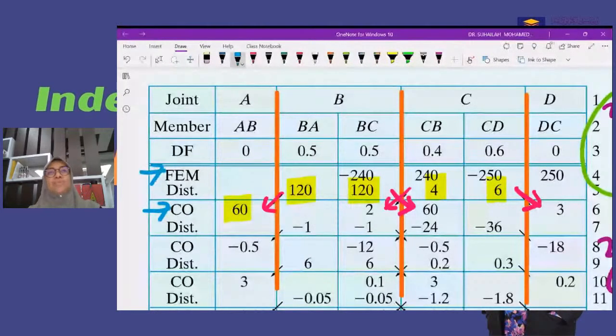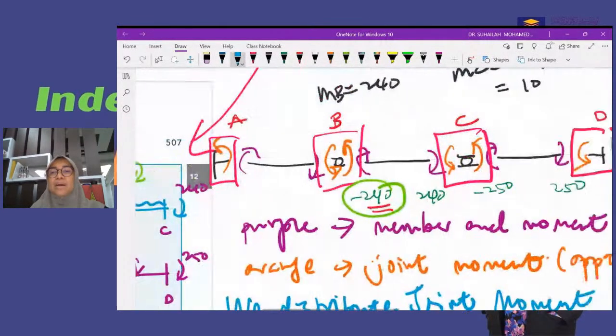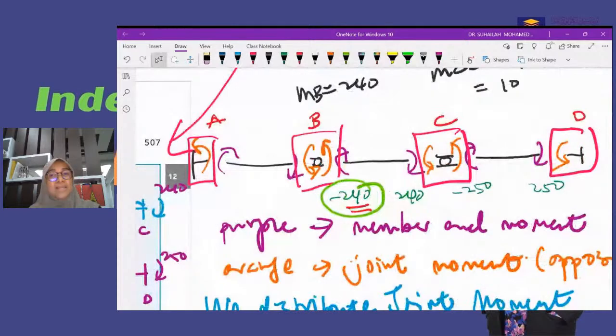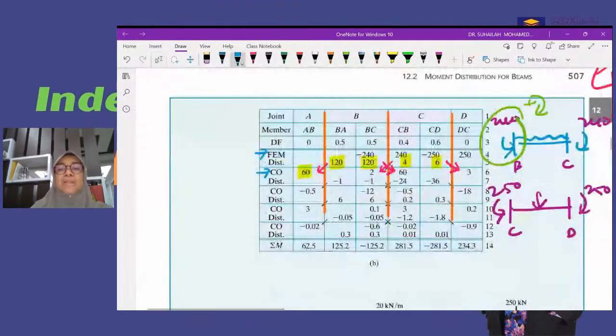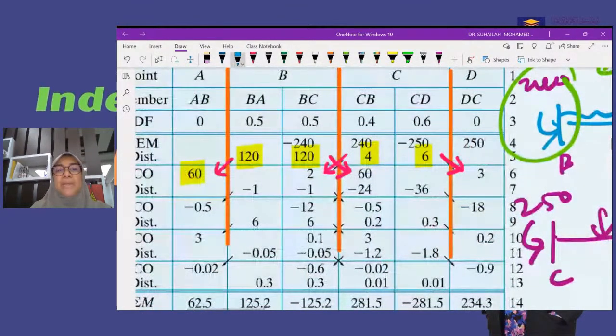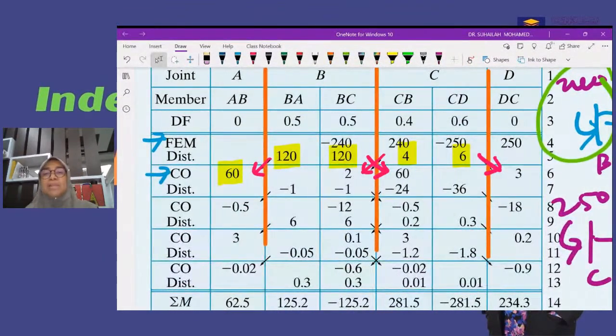And then we need to repeat the distribution process again, like this, but using the latest value that we get after we carry over the moment. We repeat the process.